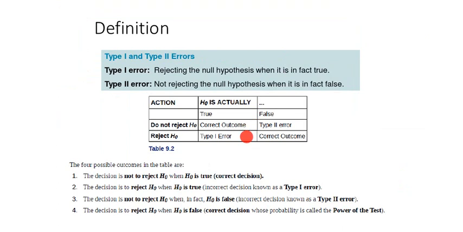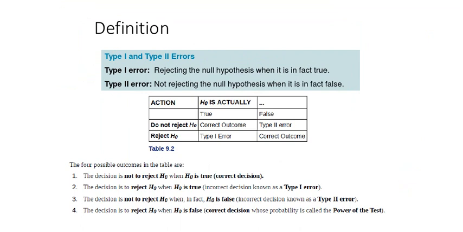But if we reject the null hypothesis when it's actually true, we've made a type 1 error. On the other hand, if our null hypothesis is false and we do not reject that null hypothesis, we've made a type 2 error. But if we reject the null hypothesis, we have made the correct outcome. So we want to be very careful. We want to get into the correct outcome.